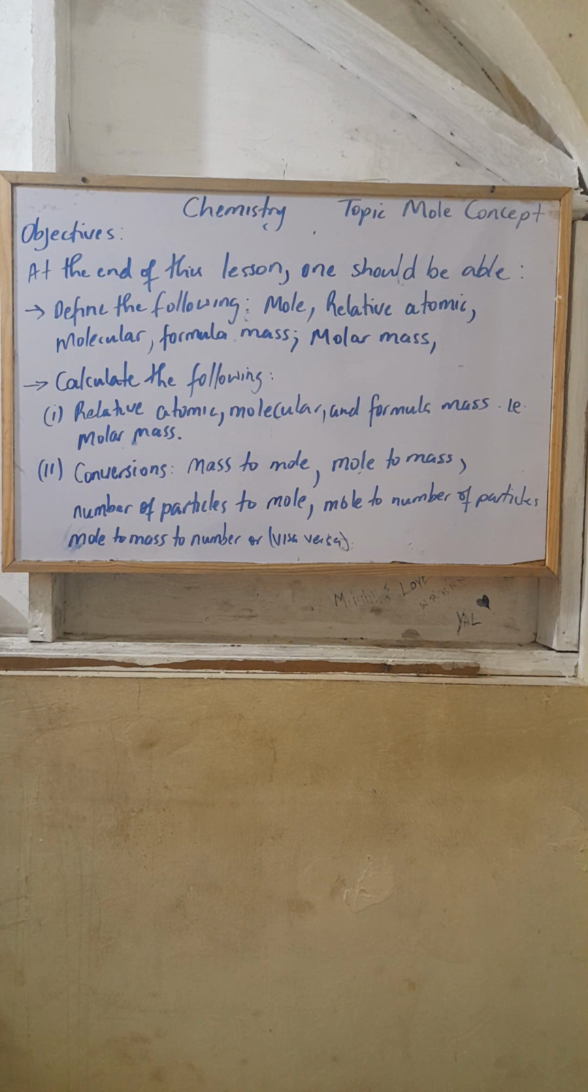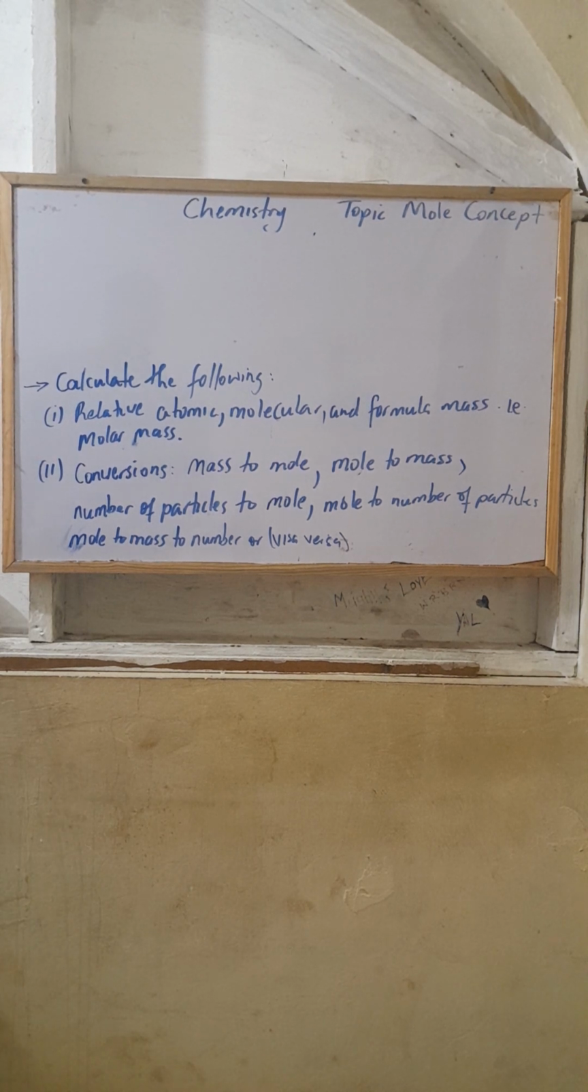So we see then that relative atomic mass, relative molecular mass, and relative formula mass are all examples of molar mass. Okay? So when we calculate the relative atomic mass of an element, then we are finding the molar mass of that element. When we calculate the relative molecular mass of a covalent compound, what we are finding is the molar mass of that covalent compound. And when we calculate the relative formula mass of an ionic compound, what we are calculating is the molar mass of that ionic compound. Okay?